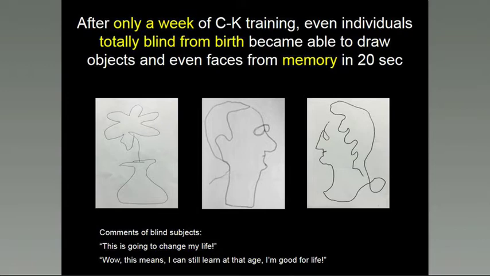And the message from this slide, what it's telling us, is that such well-coordinated drawings, and these are freehand drawings from memory, wouldn't be possible at all unless 2 things happen during the training. So first, the blind people had to learn to create good enough, precise enough, and stable memory images in their brain. And second, they learn how to use these images to guide their drawing hands.